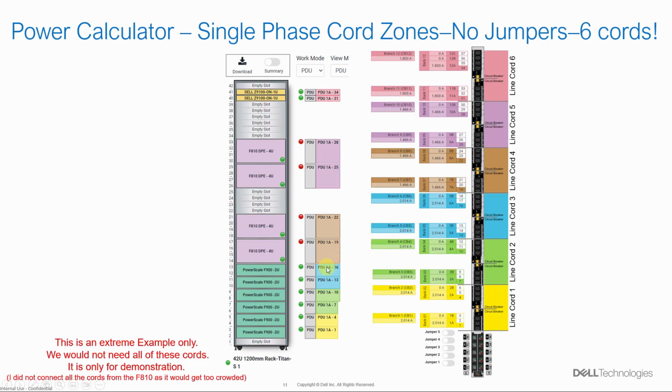Now you can see over here, these 2 F900s are on this power cord. So you could say, if I was to lose this power cord, I would potentially lose the power to one of the power supplies of each of these F900s. So you could kind of see the impact if you were to lose this. Now also you'll notice, and we'll see this in the configurator, how many amps we're pulling here, and I'll get into that.